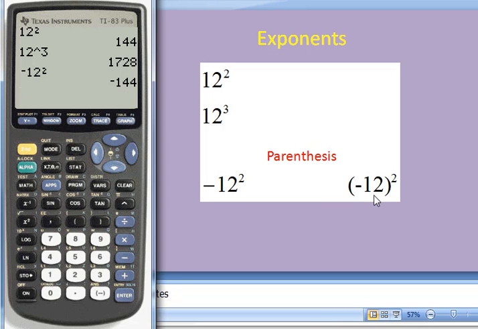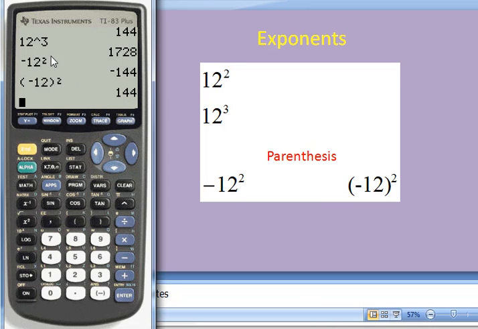But if we actually want to square negative 12, or take negative 12 to a power, it means negative 12 times negative 12. And we know that when we multiply two negatives, we should always get a positive result. So for negative 12 squared, I need to place it in parentheses so that negative 12 is being squared and not just 12. So let's square it. Square key diagonal to your 7. Hit enter, and we get the correct answer of 144.